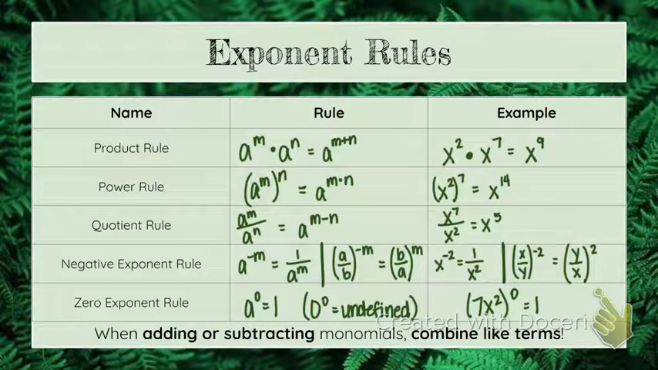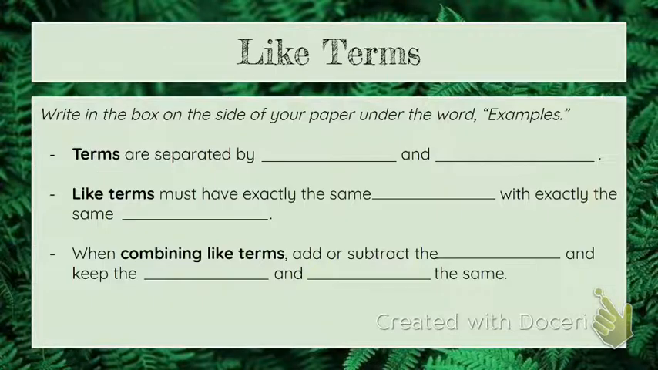And then at the bottom, it says here that when we add or subtract monomials, we should combine like terms. So what are like terms? I want you to write this in the box that's on the side of your paper, in that empty space under the word examples. Write these notes down. So terms are separated by addition and subtraction.